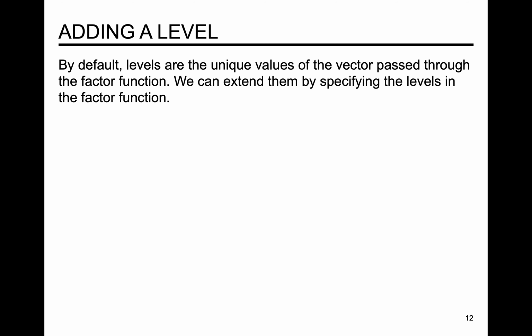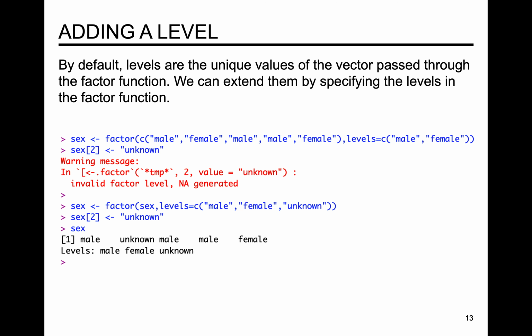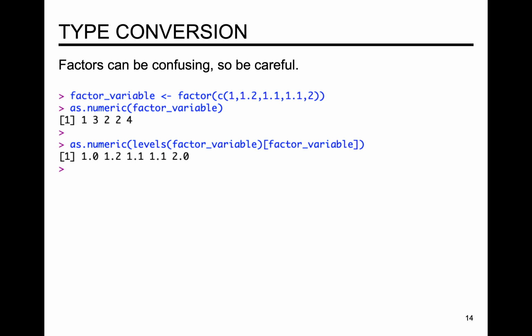Levels are the unique values of the vector passed through the factor function. We can extend them by specifying the levels in the factor function. Here I create a factor named sex, and I try to assign the second element in the factor the value unknown. However, R throws a warning because unknown is not a valid factor level. R actually replaces the second element with an NA, which is probably not the behavior we want. To prevent this from happening, I can extend the factor levels by explicitly passing it in the factor function as shown on the screen. The last thing I want to cover about factors is type conversion.